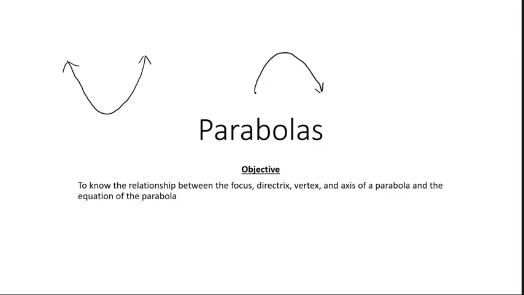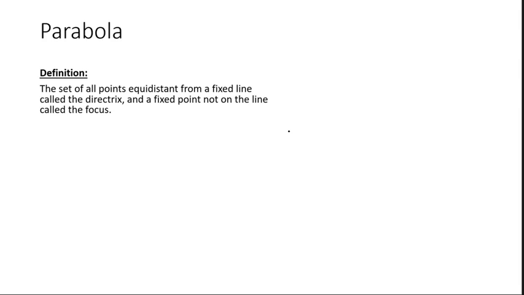And we've also learned different things about this shape, where it's created by a quadratic equation, such as y equals negative x squared. Now in this lesson, we're going to take a more in-depth look at parabolas. So to begin with, we want a more formal definition. The definition of a parabola is the set of all points equidistant from a fixed line called the directrix, and a fixed point not on the line called the focus.